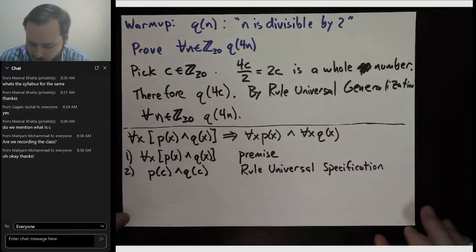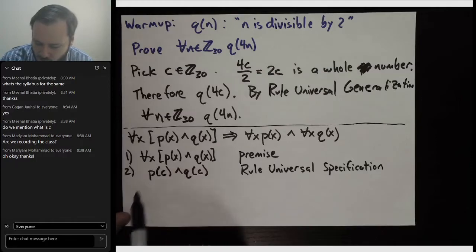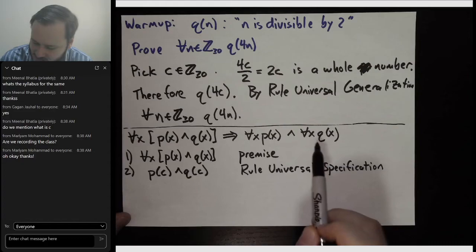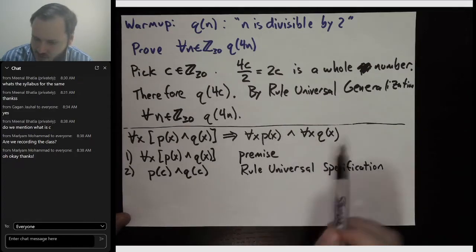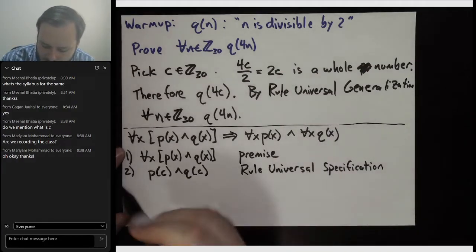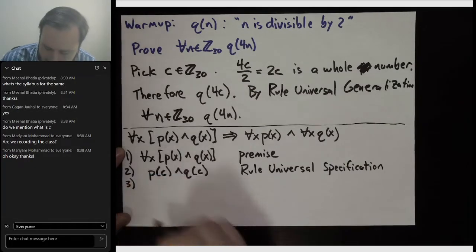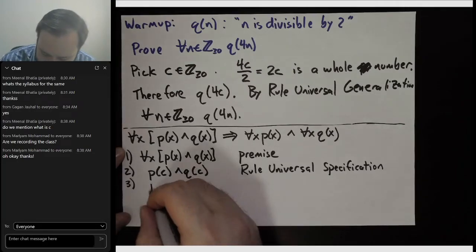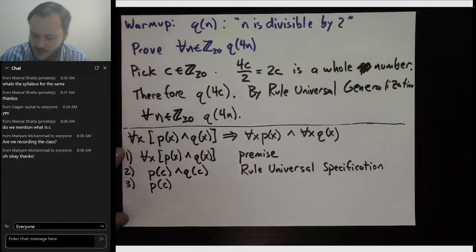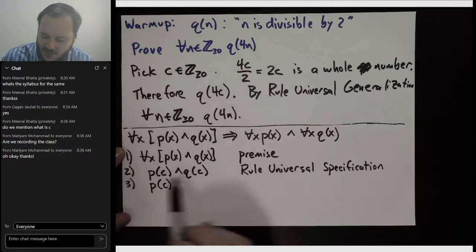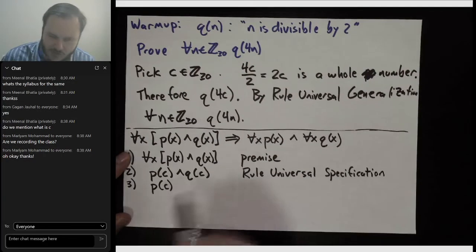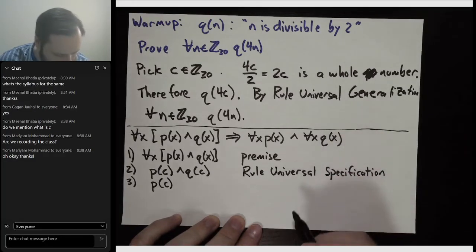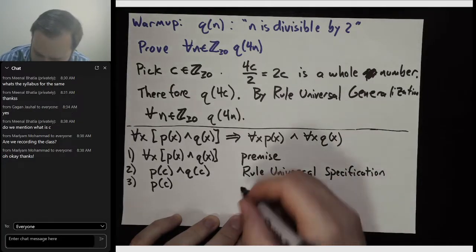Okay, so now, remember my goal is to prove these two things for all x p of x and for all x q of x, and then conjoin them together. So my next step is going to be to isolate. I have this and statement, but I want to look at just one of these things at a time. So I'm going to look at just p of c. I have p of c and q of c. I just want p of c. And this is going to be by the rule of conjunctive simplification.